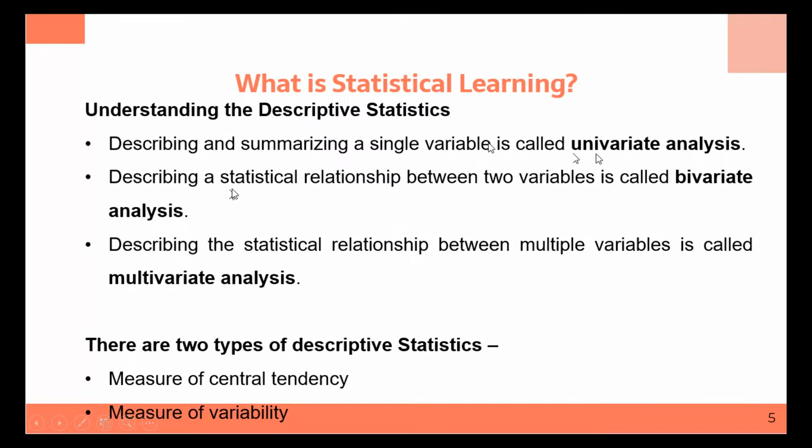Next, we have describing the statistical relationship. What do these keywords mean? Statistical relationship means the connection, or you can say there is a link, between multiple columns or multiple values that you can consider as variables. When you consider two of them, I mean between two variables, it's called bivariate analysis. So there are two variables.